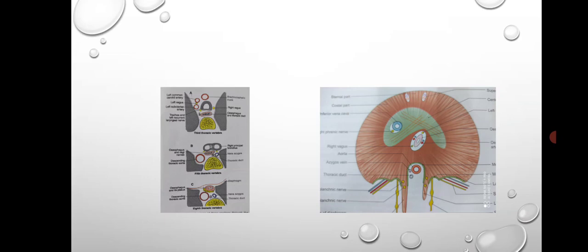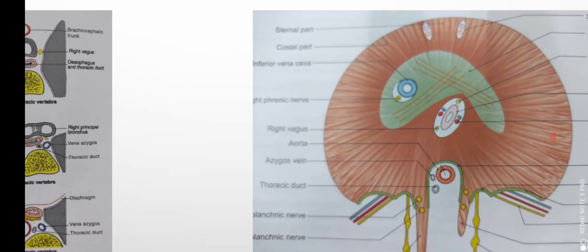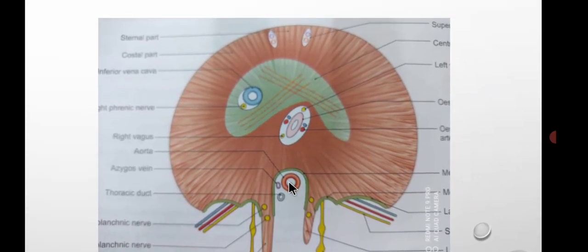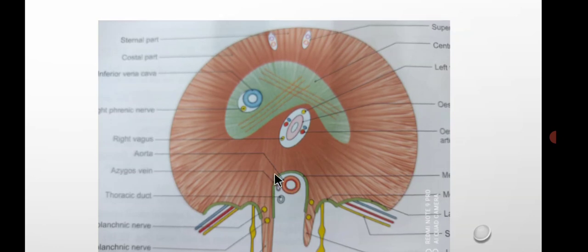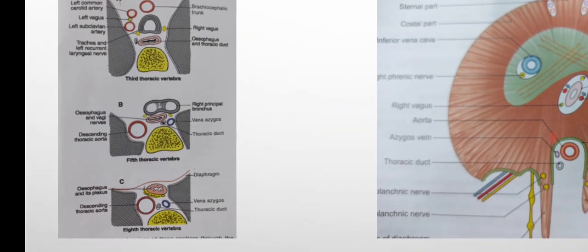Now the relationships. In your book the relationship is divided into various regions. First is at the level of the aortic opening. Here anteriorly there is the diaphragm, posteriorly there is the vertebral column, on the right side there is the azygous vein, and on the left side there is the aorta. So this is the relationship at the level of the aortic opening, that is, in the diaphragm.